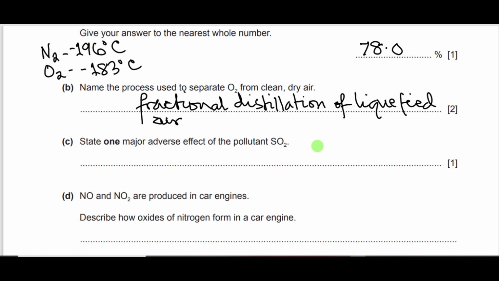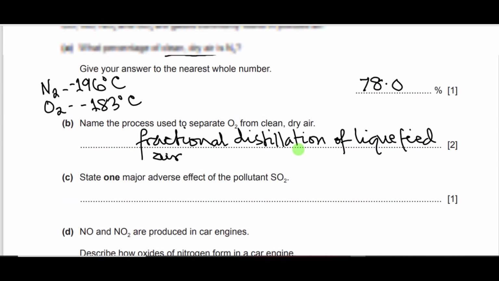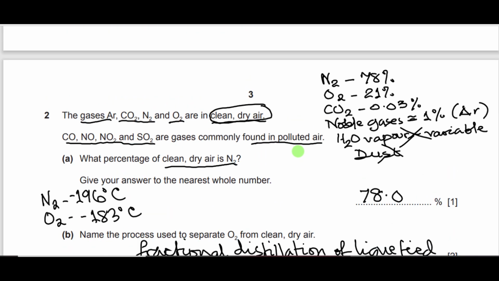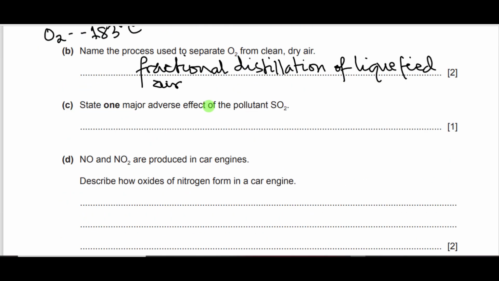Question 2C says, state one major adverse effect of the pollutant SO2. Here we underline these gases, CO, NO, NO2, and SO2, as they are pollutants in the air, because we have been told that they are gases commonly found in polluted air. Each of these gases has an effect in the environment or in the atmosphere when released. Like CO. CO causes brain damage. It's a very poisonous gas.